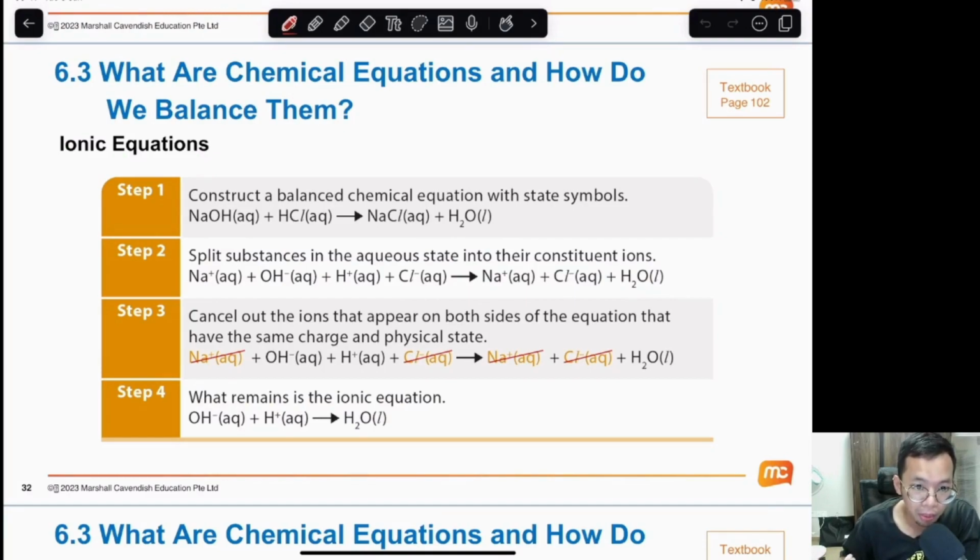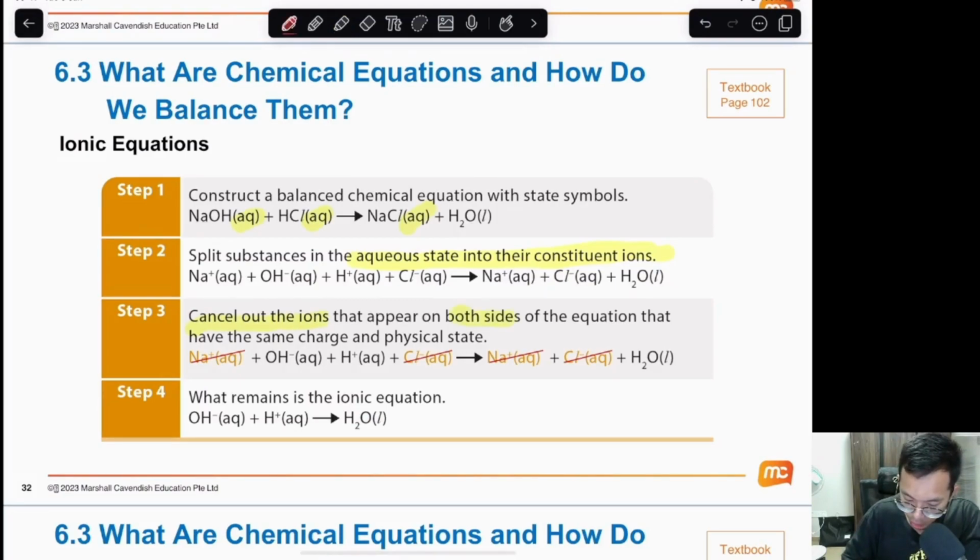Basically ionic equations require you to understand what is aqueous and what is other states. So only the aqueous states, you split them into their different constituents. Take note, only the aqueous ones. So in this case, only sodium hydroxide, hydrochloric acid and sodium chloride, you will separate them, or rather break them up into their constituent ions. And then take note, you need to cancel out the ions that appear on both sides.